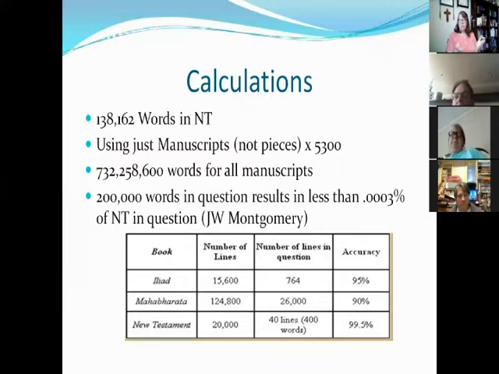The same with Iliad. 764 lines in question. Only 95% accurate. Nobody's going to reject the story of the Iliad and the Odyssey by Homer. But yet, with only 40 lines or 400 words of the New Testament, they're going to want to use that to reject it. So you have to keep in mind how much more accurately the New Testament has been copied.